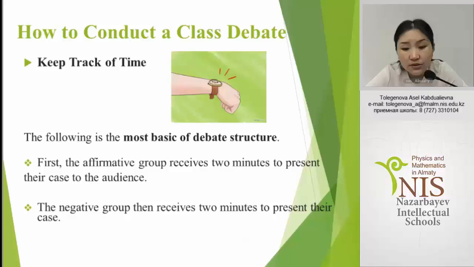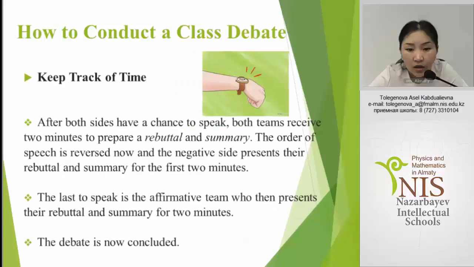First, the affirmative group receives 2 minutes to present their case to the audience. Then the negative group receives 2 minutes to present their case. After both sides have a chance to speak, both teams receive 2 minutes to prepare a rebuttal and summary. The order of speech is reversed now, and the negative side presents their rebuttal and summary for the first 2 minutes. So the last to speak is the affirmative team, who then presents their rebuttal and summary for 2 minutes, and the debate is now concluded.